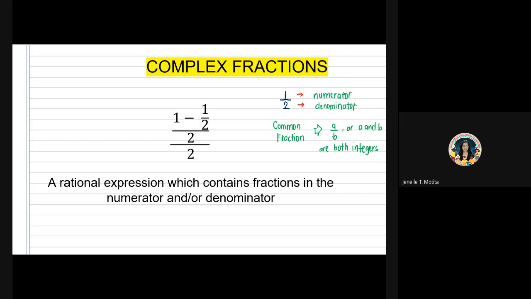Just like the common fraction, it has a numerator and a denominator. So let's say this one is your numerator. In your numerator, you have a fraction. And this one, the 2, is what you call your denominator.